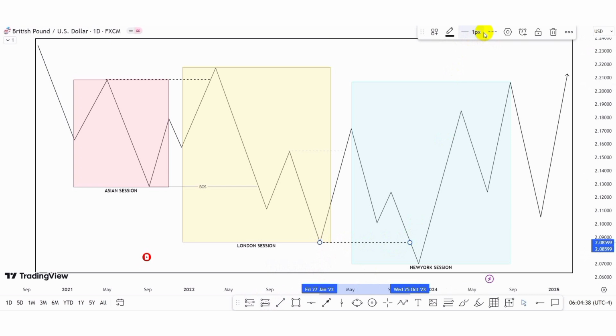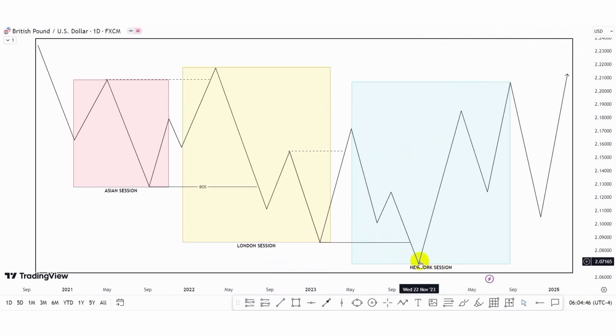We could possibly see a candle body close below, or we could just see a wick close below the London session low points. And then you can now see that the New York session will give us the bullish market condition. So when two sessions are actually bearish, we expect one to be bullish. When two sessions are bullish, we should expect one of the sessions to be bearish.